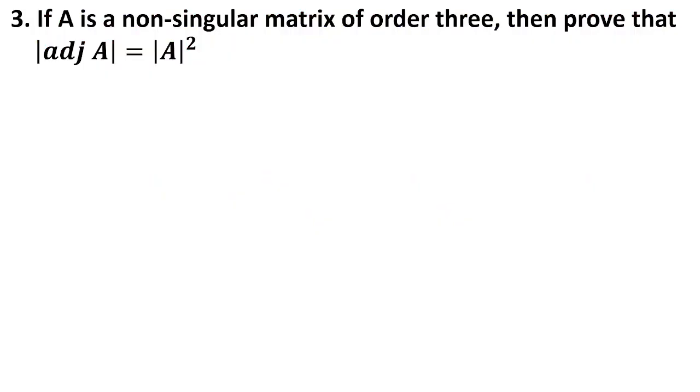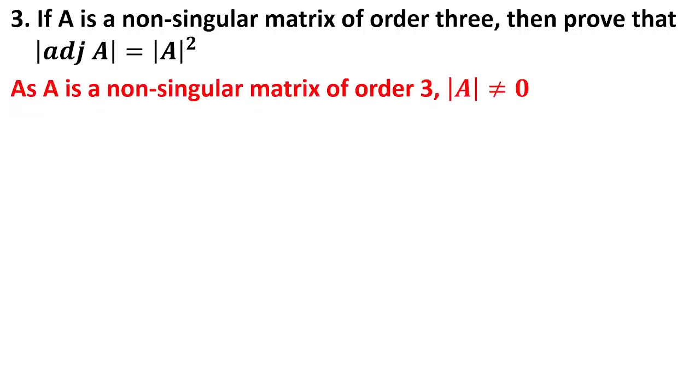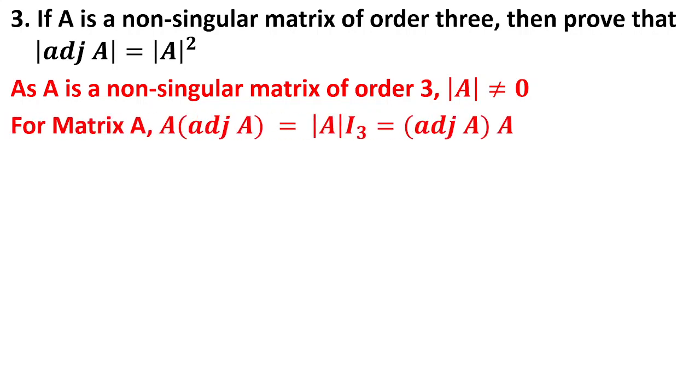Then let us go to question number 3. Making use of the idea which we have seen about adjoint, we are going to do it. If A is a non-singular matrix of order 3, prove that determinant of adjoint A is equal to determinant A the whole square. This is a famous result. This result can be extended for a non-singular matrix of order n. Anyway, let us now take A as a non-singular matrix of order 3. Therefore, determinant A is non-zero.